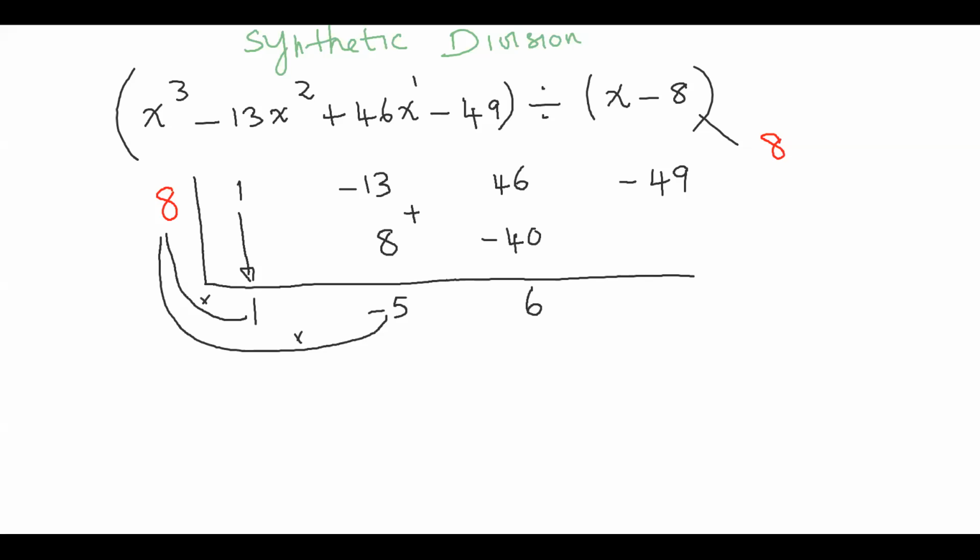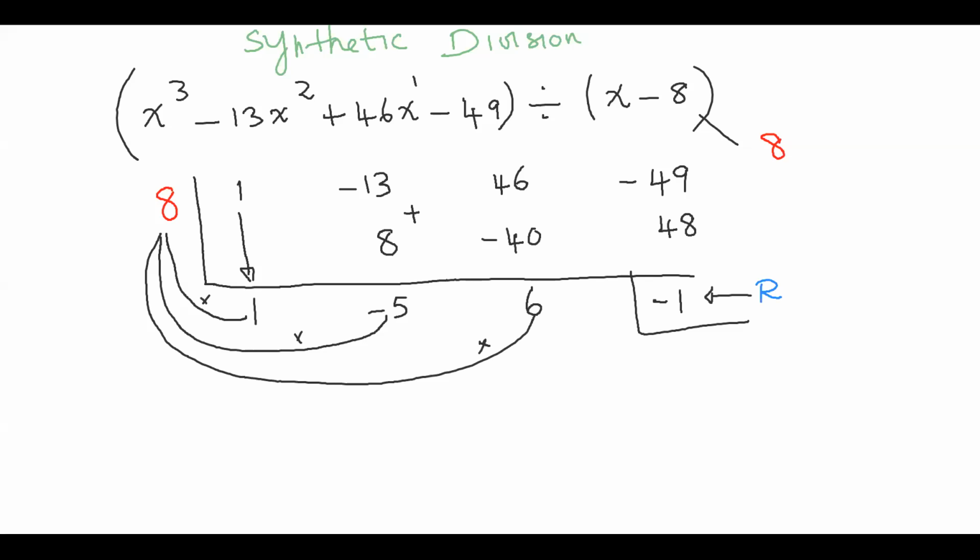Again, we are going to multiply 6 times 8, which is 48. And then negative 49 plus 48 is negative 1. So this is our remainder. Okay. And this x minus 8 is our divisor, D. Now, this whole thing, this 1, negative 5, 6, this is our quotient.